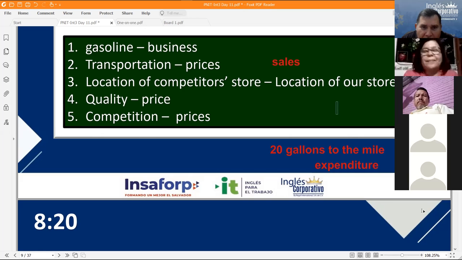How does the location of the competitor store affect your store, affect your sales? What happens, let's say, if there are two stores, one next to the other, and they sell the same product? You go to the cheaper one. You can check the prices, right? You just enter, check the prices, and quickly go to the other store and check the prices too.